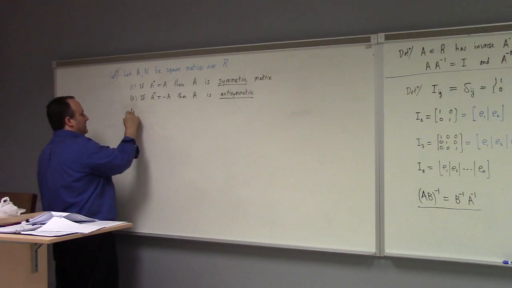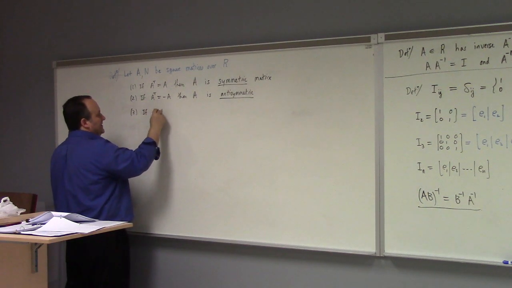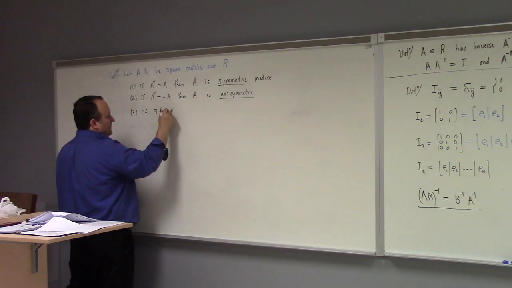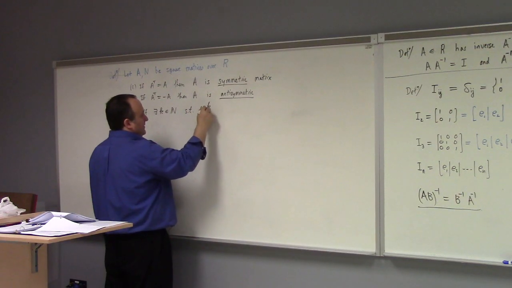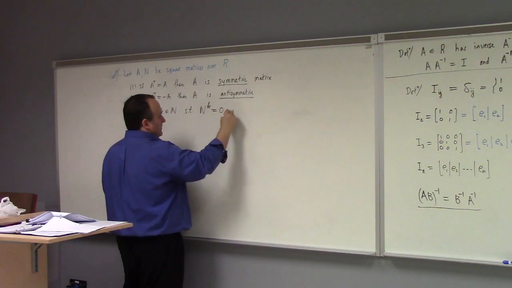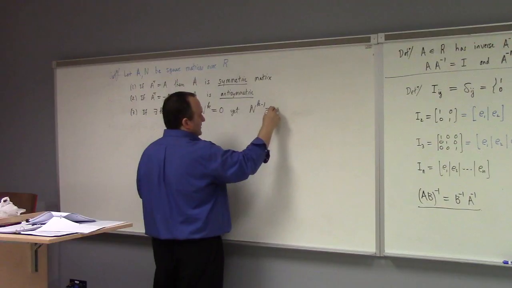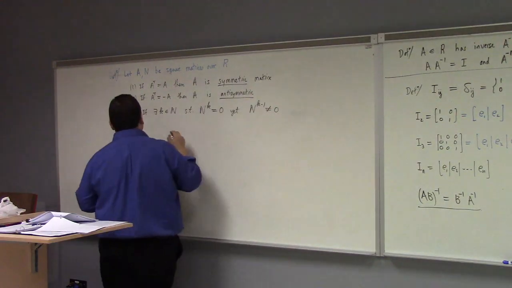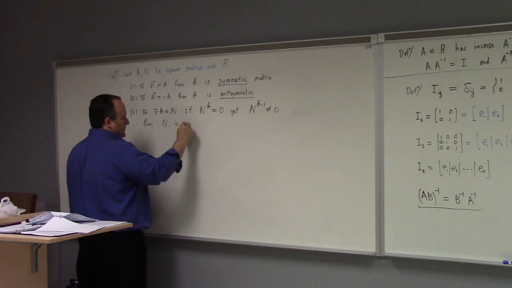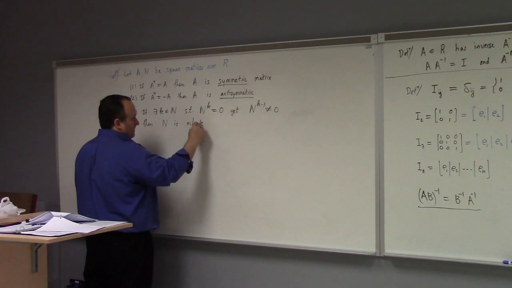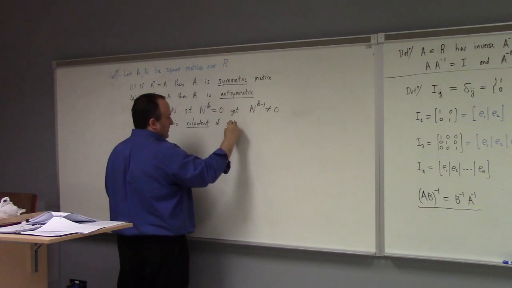Now, if there exists, let's say, k in the natural numbers such that N to the power k is equal to 0, yet N to the k minus 1 is not equal to 0, then N is nilpotent of order k.